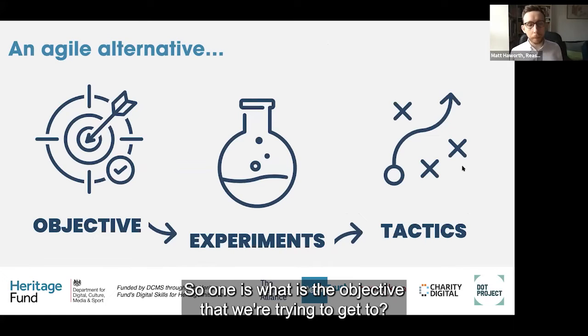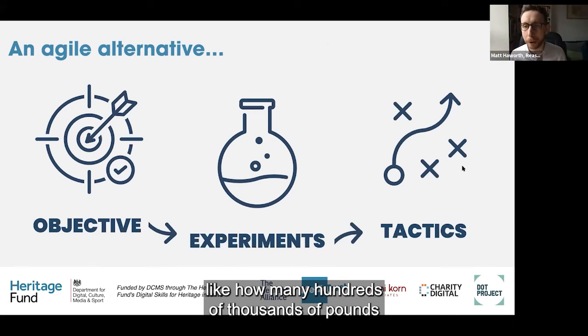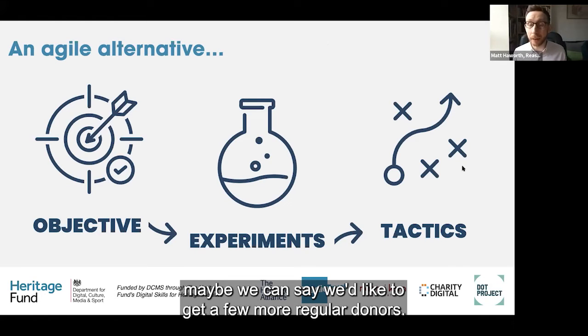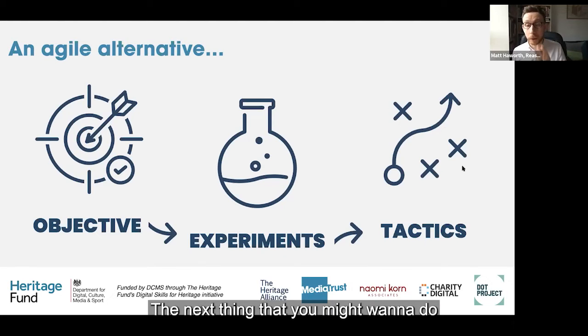So one is, what is the objective that we're trying to get to? And rather than setting big tangible goals for that, like how many hundreds of thousands of pounds we want to raise, what we need to think about is, where are we trying to get to? Rather than say 100 regular donors, maybe we can say we'd like to get a few more regular donors. That will be a more flexible, more agile objective. The next thing that you might want to do is set a series of experiments to just test the water with that. So you might think of, let's brainstorm some experiments now.